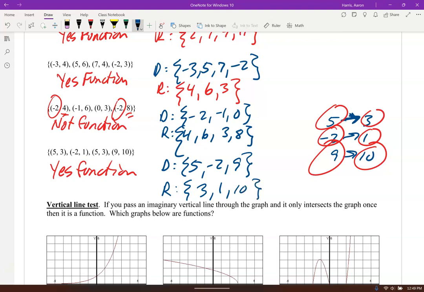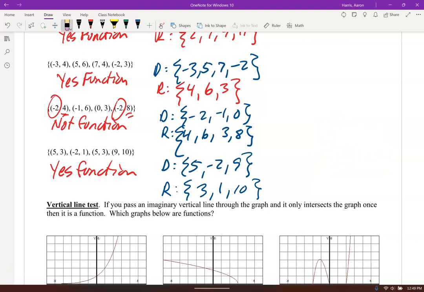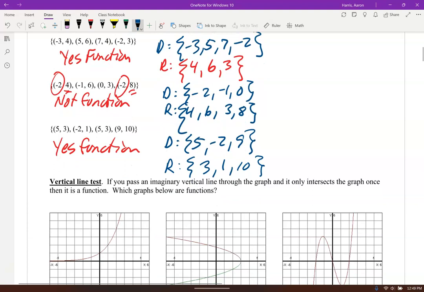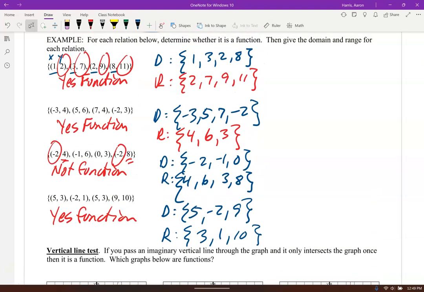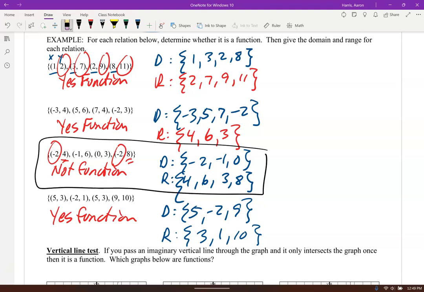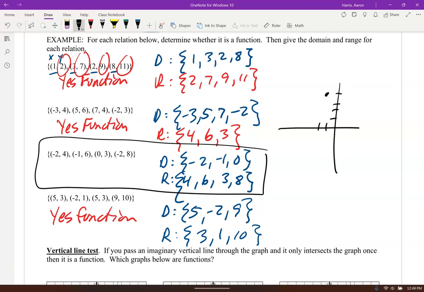Well, there is a visual test of whether something is a function. And it says, for every x, there's got to be one y. So let me go back to this one that's not a function up here for a second. Let me graph these points, and I'll show you what I mean. We know this one's not a function, but let me graph these points. Negative 2, 4. Negative 1, 6. 0, 3. And negative 2, 8.